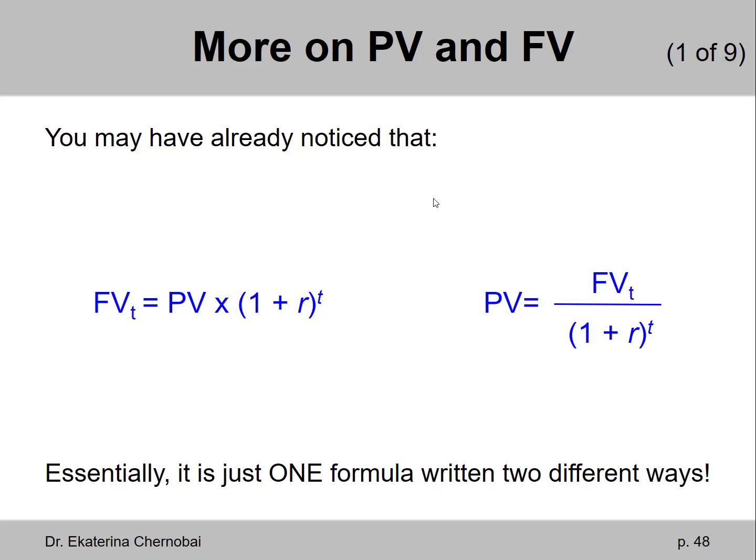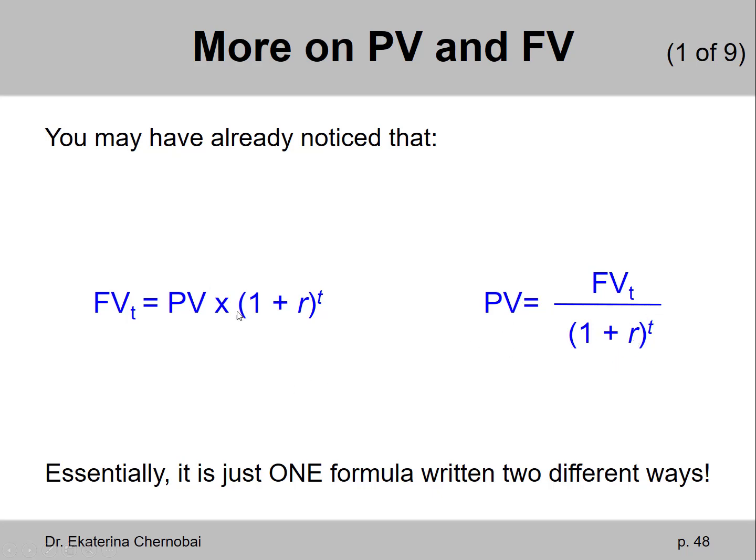More on present values and future values. The formula we used for the future value says take the present value multiplied by 1 plus r, the sum raised to the power t. The formula to find the present value says take the future value and divide it by 1 plus r, the sum raised to the power t.